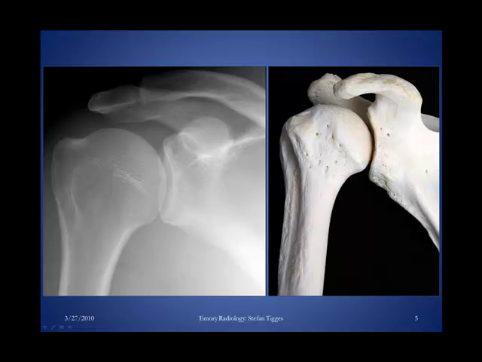On the left is a radiograph of the shoulder, and on the right is a dried bone specimen. Again, look at the articulation between the glenoid process and the humeral head and try to appreciate where the coracoid process and the acromion process are located. The anatomy on this view is pretty straightforward, but there are two other views of the shoulder that we depend on frequently to tell us in which direction the shoulder is dislocated, if in fact it is dislocated. We're going to go over those views in just a second.